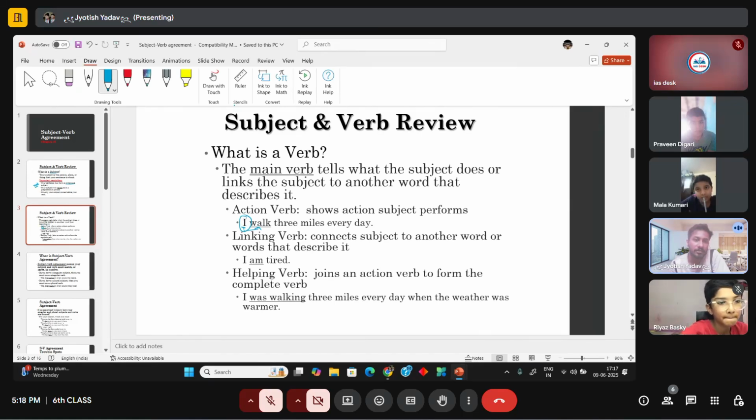The subject does the walking task, and here "walks" is what? Walks is our verb. You can say action verb, which shows the action of a subject.